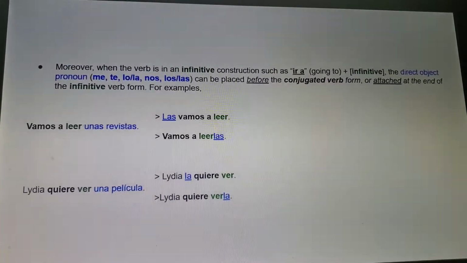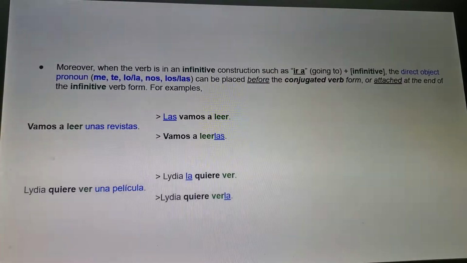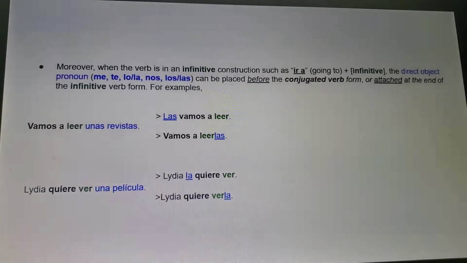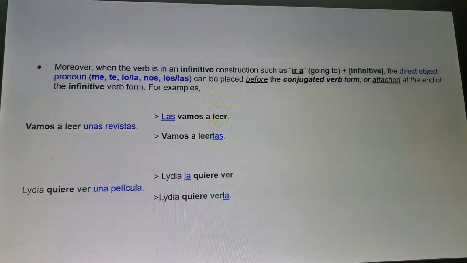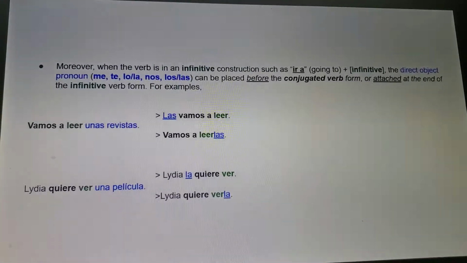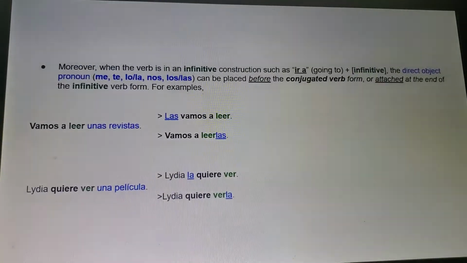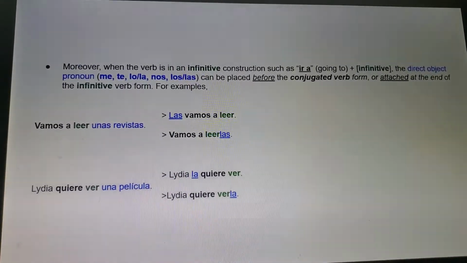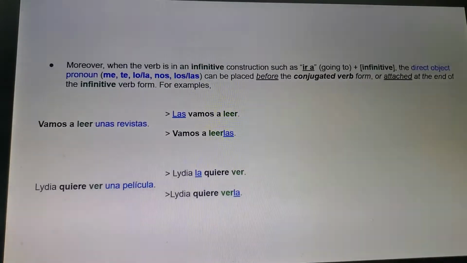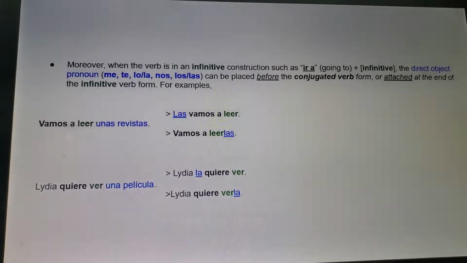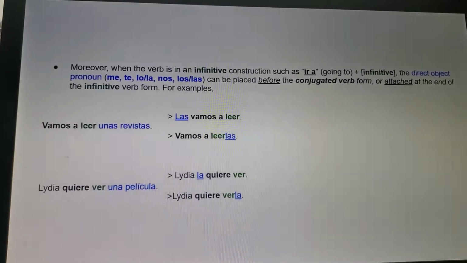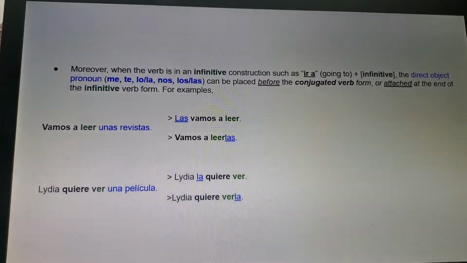The next example, Lydia quiere ver una película. Una película is the direct object noun. Now we're going to change it into the direct object pronoun form. Then there are two ways of saying the same thing: Lydia la quiere ver or Lydia quiere verla.